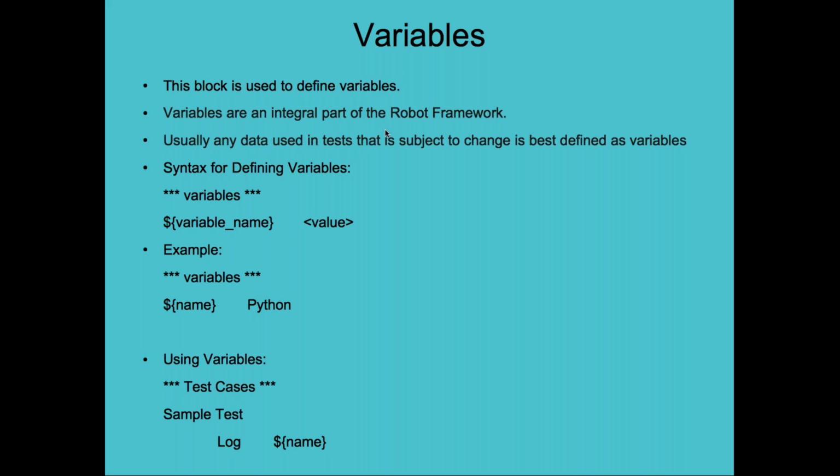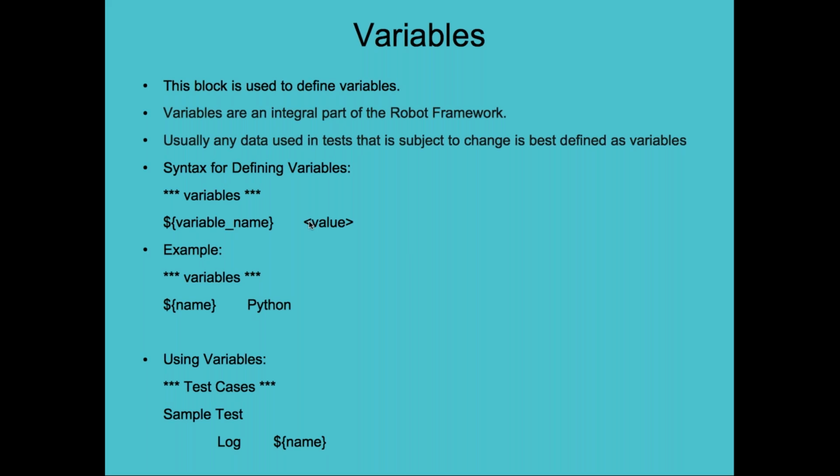Variables are an integral part of Robot Framework. If you define any data as a variable, let's say one string as a variable name, that string can be changed in the suite, so it can be reusable. If you use the same name in a number of test cases and more steps, you can define the variable name in a particular section, and then use that variable name.